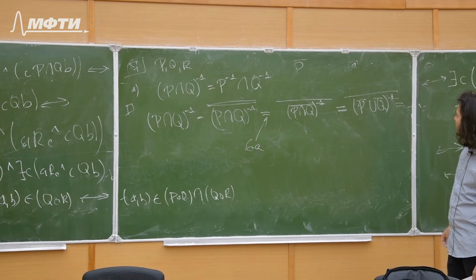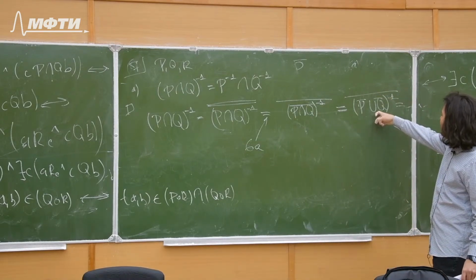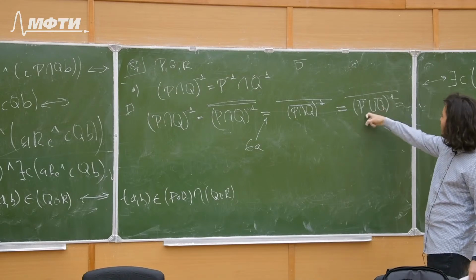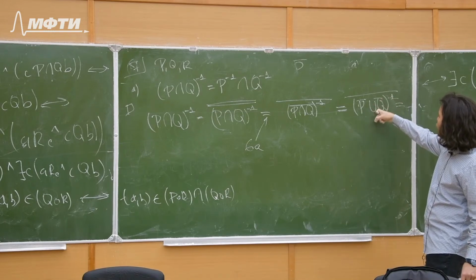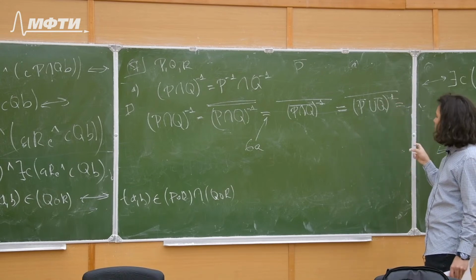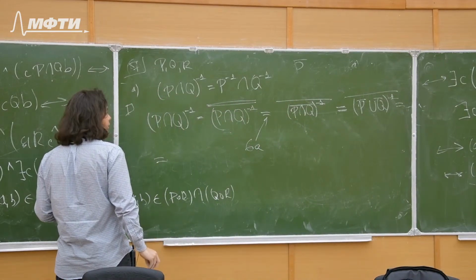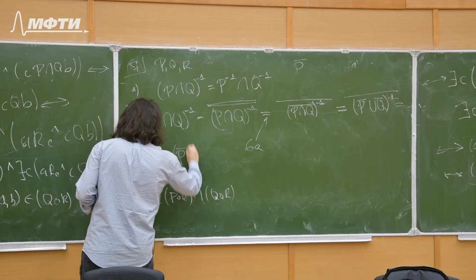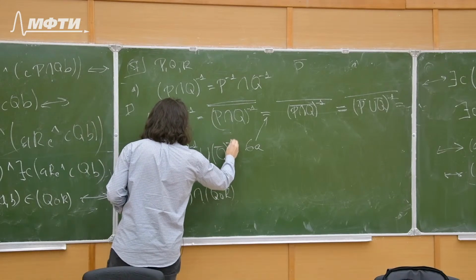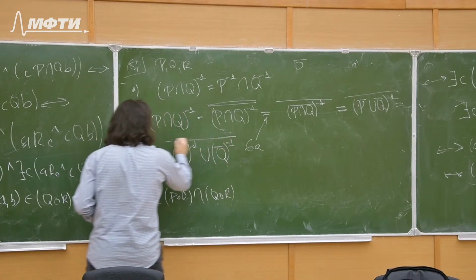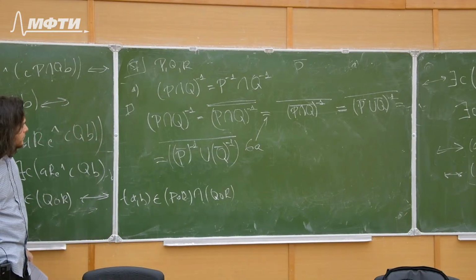So what do we have? We know that if we have the union of two binary relations here, the inverse is going to be just the inverse of this one union the inverse of this one. You proved this also in class. So this is going to be equal to P complement minus 1 union Q complement minus 1, and the complement of everything, right? Yes.